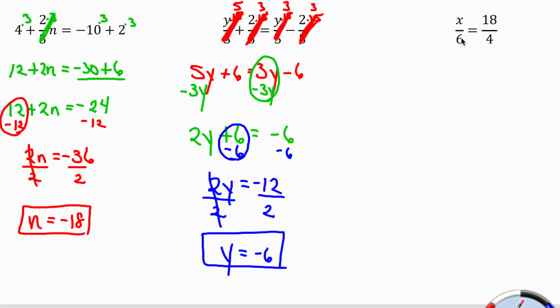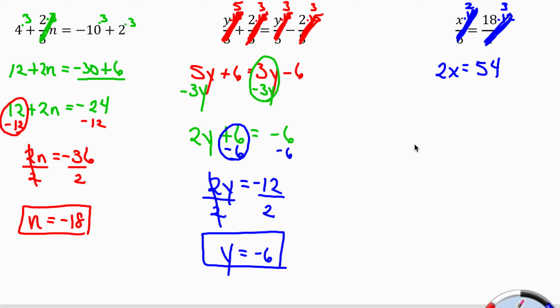Okay, I need a common denominator. It's 12. So let's multiply by 12. 12 divided by 6 is 2, so that's really a 2 times x. 12 divided by 4 is 3, so that's really a 3. 18 times 3, if you have to go over to the side, that's fine. It's 54.